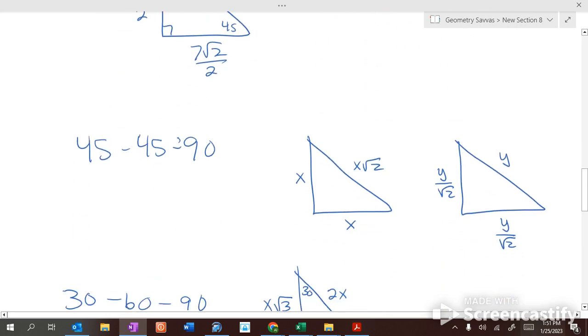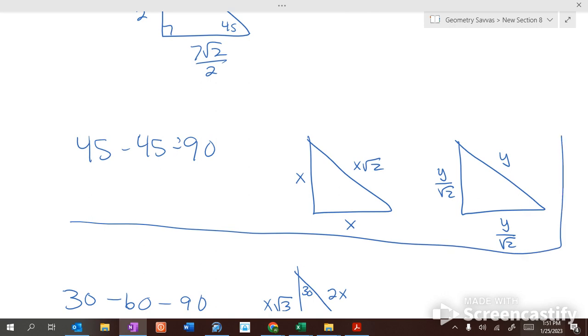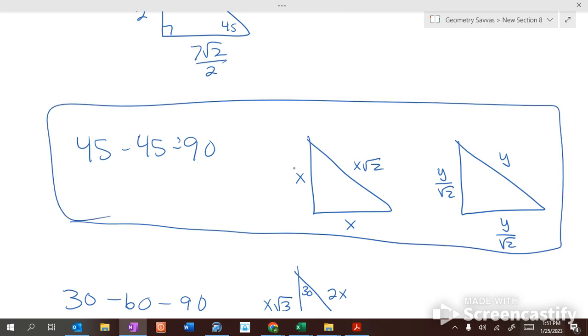So remember, in a 45, 45, 90, when one side is x, the other side is x, and then you multiply to get to the hypotenuse. If you're given the hypotenuse, you divide by the square root of 2 to get to the two sides. Okay, that's a 45, 45, 90.